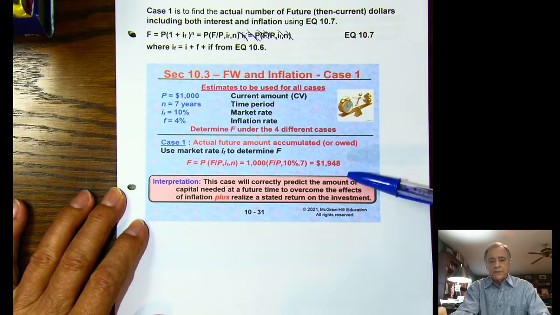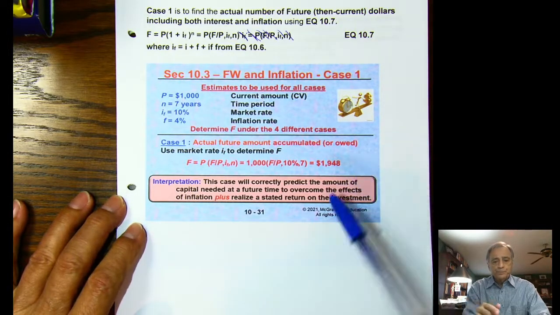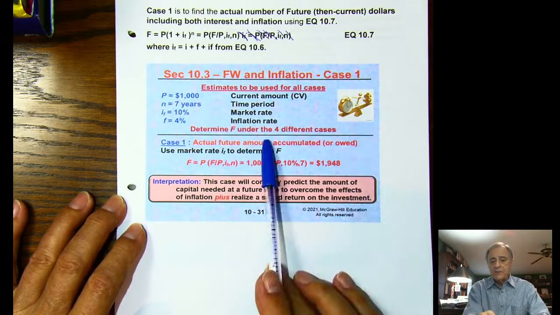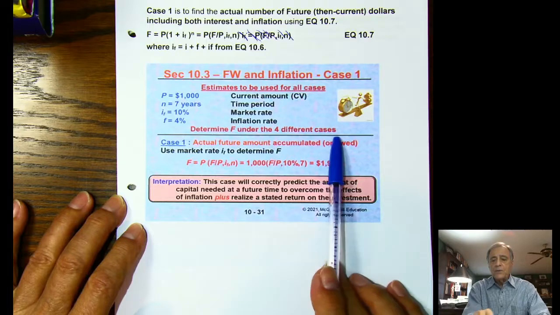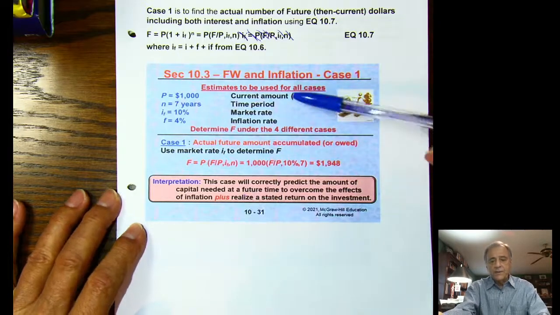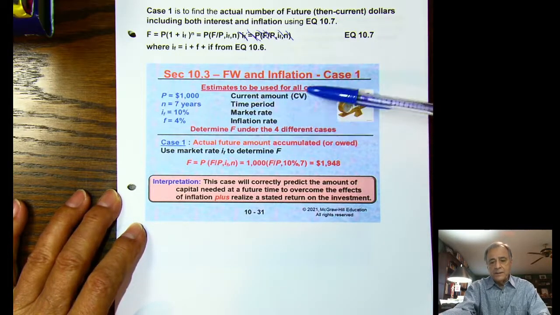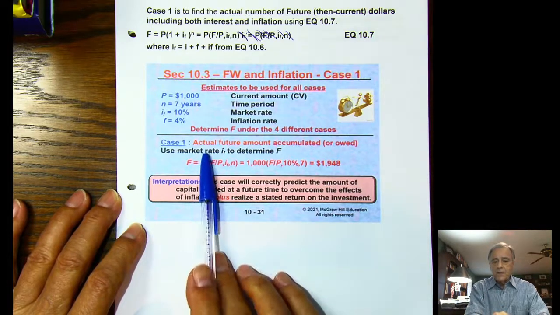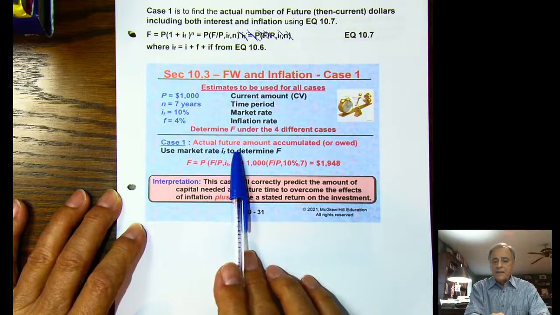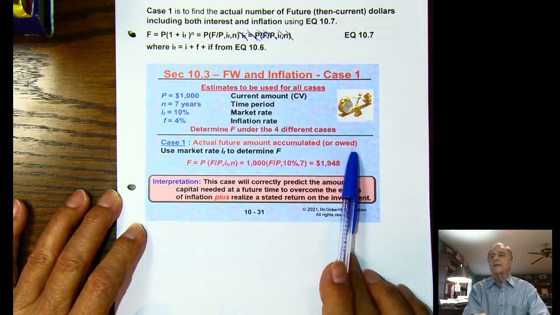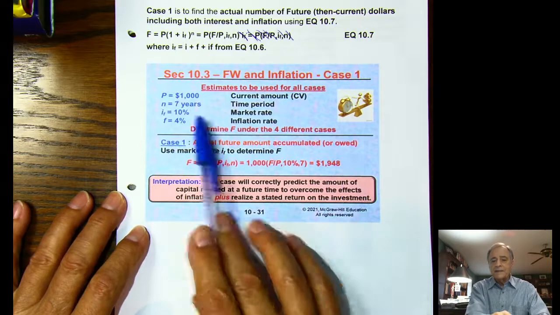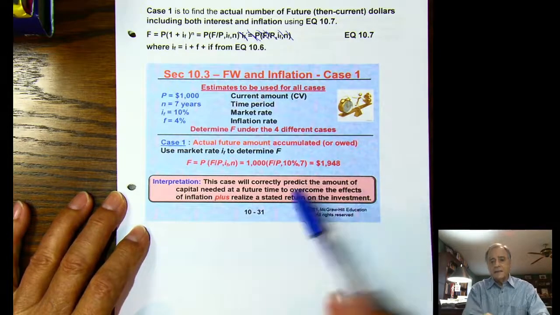The author says determine f, that is a future number of dollars, in 4 different cases. There are 4 cases, but in the first case, case 1, we're going to find the actual future amount accumulated, or owed if you were borrowing that $1,000 in this account.